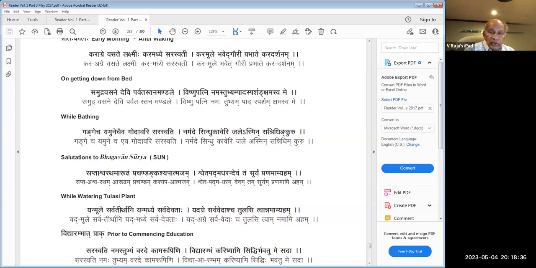Then in the morning, when you do a Surya Namaskara, you do this. Saptashvaradhamarudam Prachandam Kashyapatmajam Sveta Padmadharan Devam Tam Suryam Pranamamyaham. Pranamami Aham. The actual root is nam, to bow, and you add an upasarga pra, that becomes a natvam, pranamami.